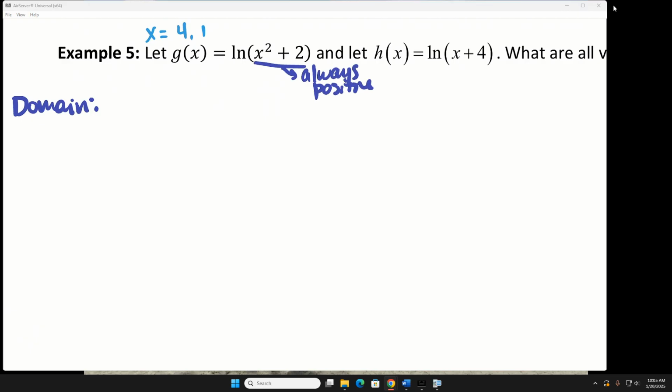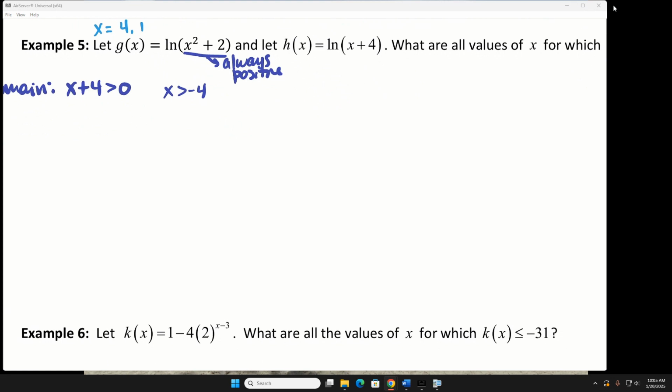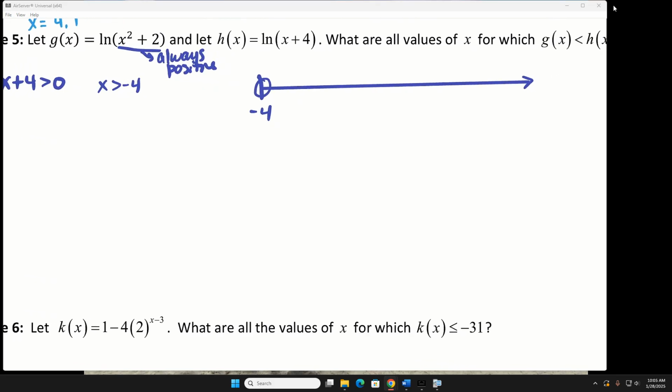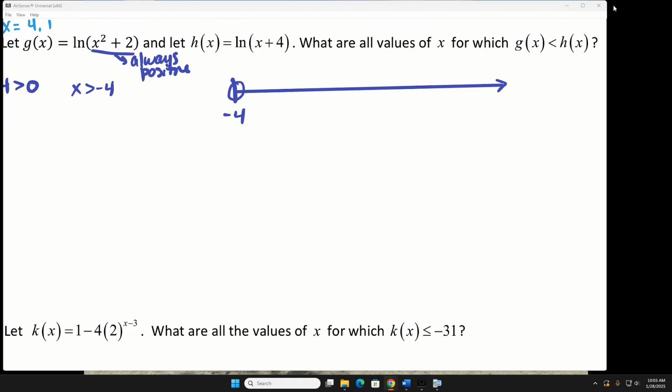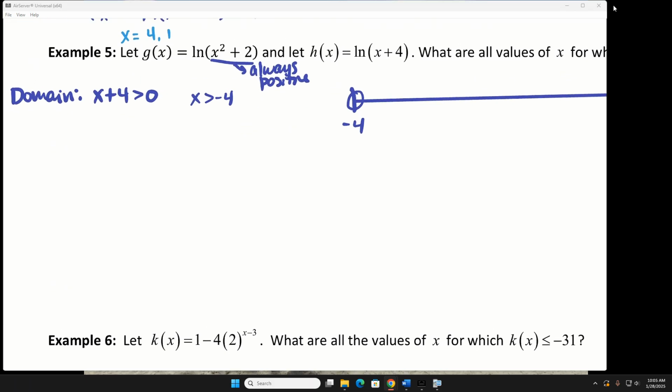All right, x plus 4 we have to worry about a little bit, but it's super easy. We know x plus 4 has to be greater than 0. So x has to be greater than negative 4. And that is going to be the endpoint of my number line. And once you take care of that, from there it's just solving. So I'm going to take g and set it less than h.